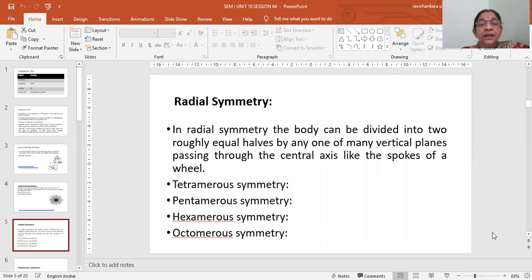Radially symmetrical animals show radial symmetry. Examples are like hydra, echinoderms, etc. So basically, the animal can be divided into equal halves along any of the radii. If you cut along the radius, the animal will have two equal halves. So here we find tetramerous, pentamerous, hexamerous, or octamerous or biradial symmetry.